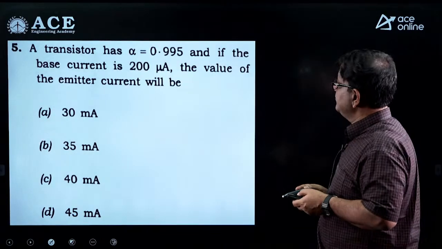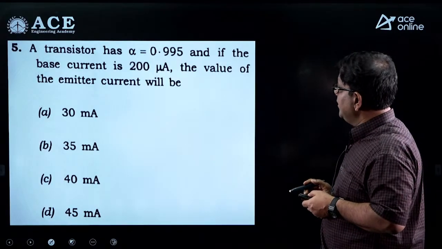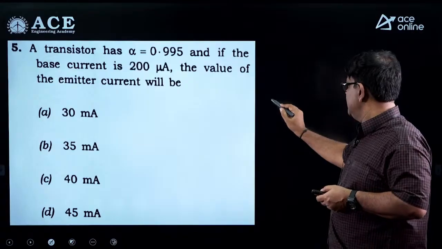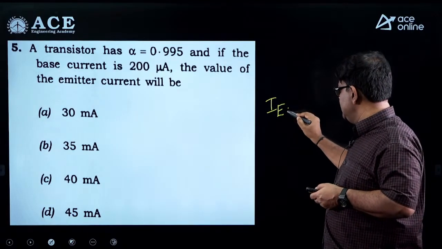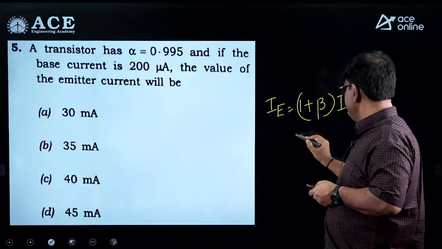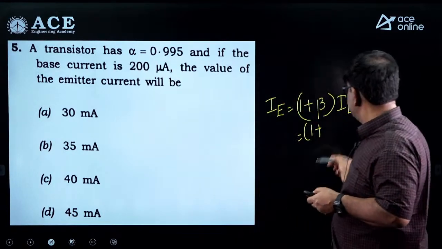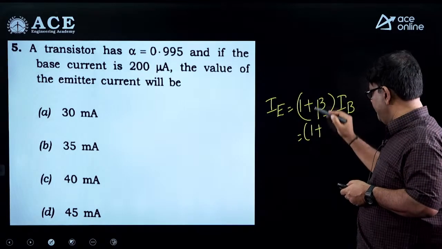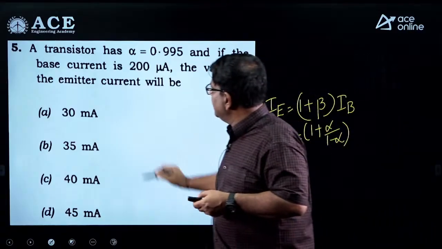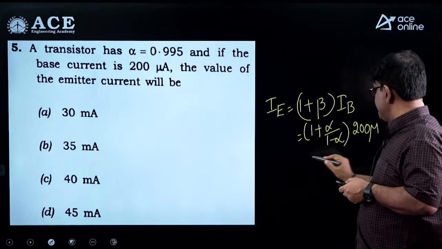Another simple question. The transistor has alpha equal to 0.995, and if the base current is 200 microampere, the value of emitter current is, what is IE? IE is 1 plus beta times IB. Very simple substitution problem. Here alpha is given. So if you want beta, you can write it as alpha by 1 minus alpha, and IB is given as 200 micro. So now you can substitute and solve.